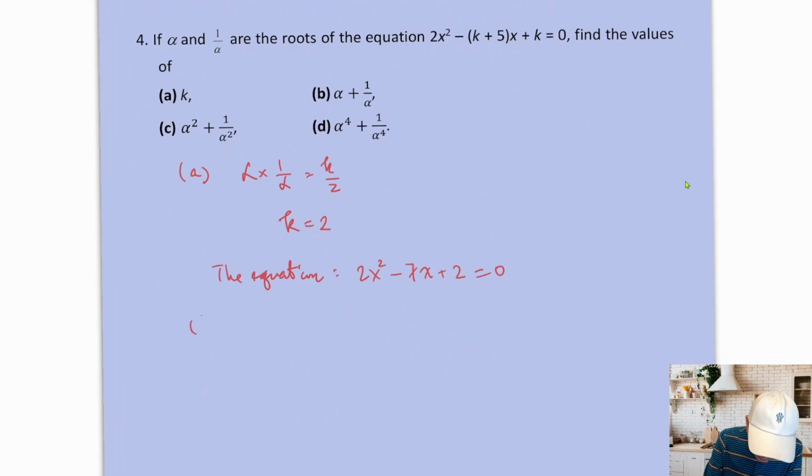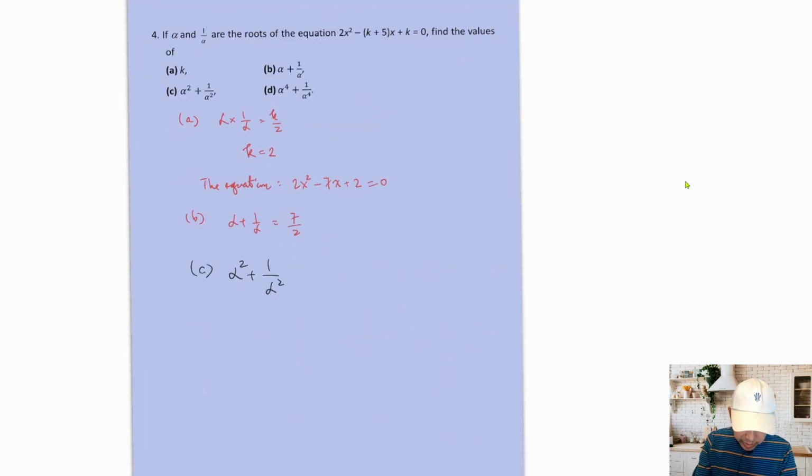In part B, we are going to find alpha plus 1 over alpha. Actually, they are the sum of roots, so the answer is very obvious: it should be equal to 7 over 2. In part C, we are going to find alpha squared plus 1 over alpha squared. Now in these questions, the two roots are alpha and 1 over alpha, whereas usually they are alpha and beta. So you can imagine 1 over alpha as beta.